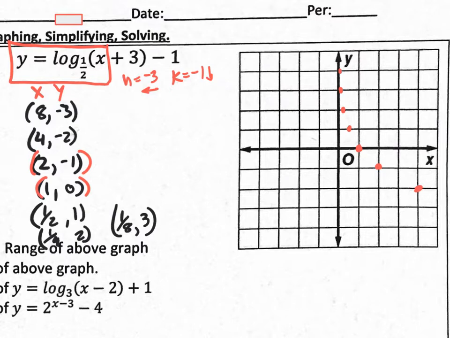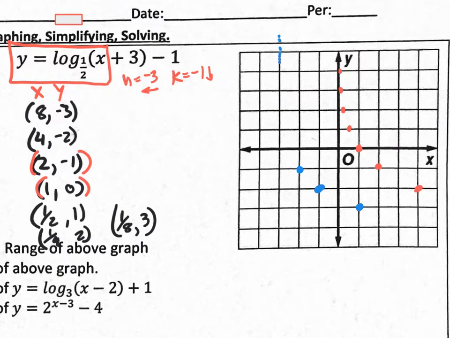However, we still need to shift all of these coordinates according to h and k. So we're going to shift them 3 to the left and 1 down. Every single one of these coordinates is going to go 1, 2, 3 to the left and 1 down, which is right here. 3 to the left and 1 down. And our asymptote that used to be at x equals 0, if we shift that asymptote 3 to the left, it'll actually be at x equals negative 3.